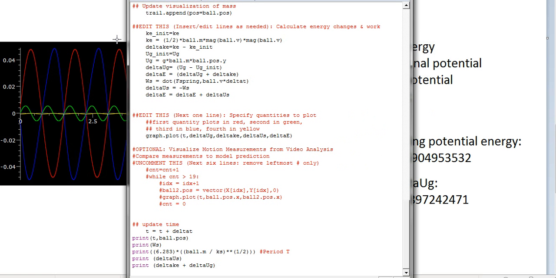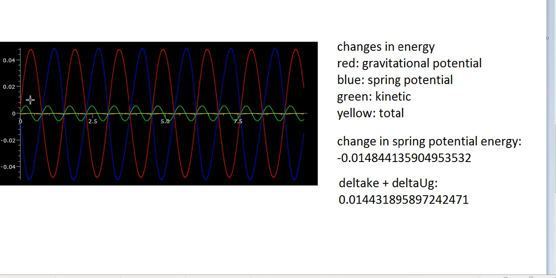Then I graphed all the different energies to see how each thing was affecting the ball and vice versa. Here you can see I changed my plot to graph 4 different things. The red is the gravitational potential energy, the blue is the spring potential energy, the green is the kinetic, and yellow is the total.